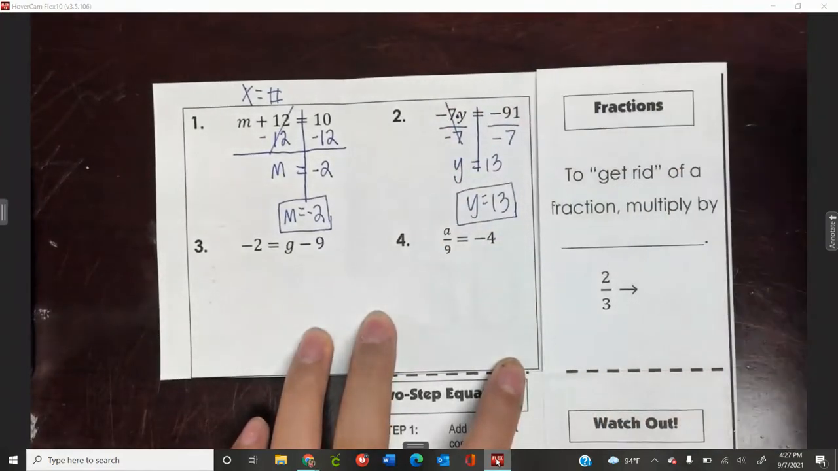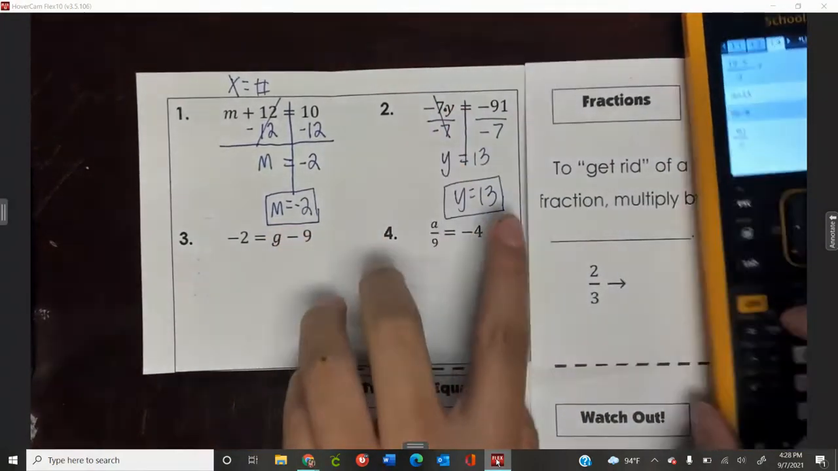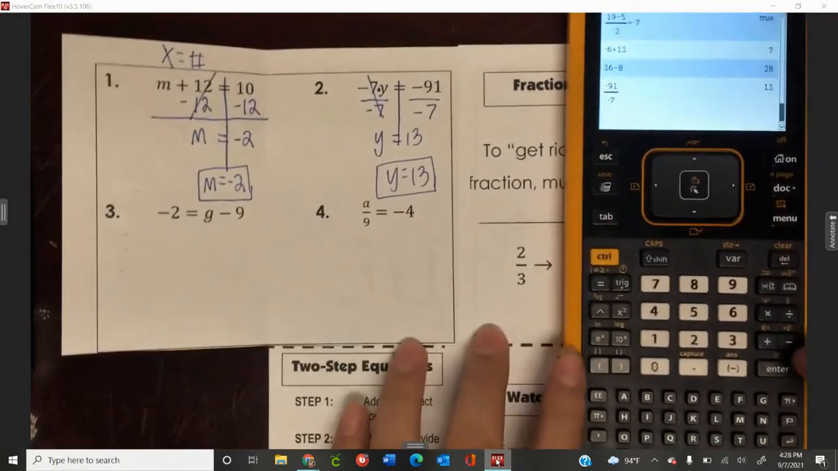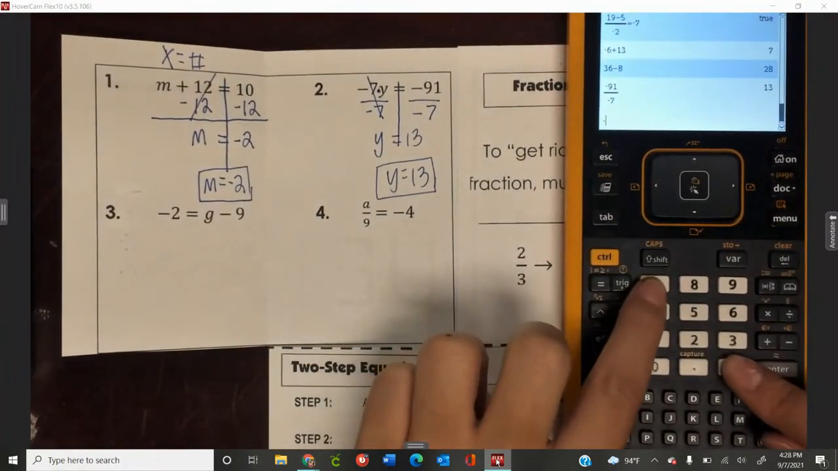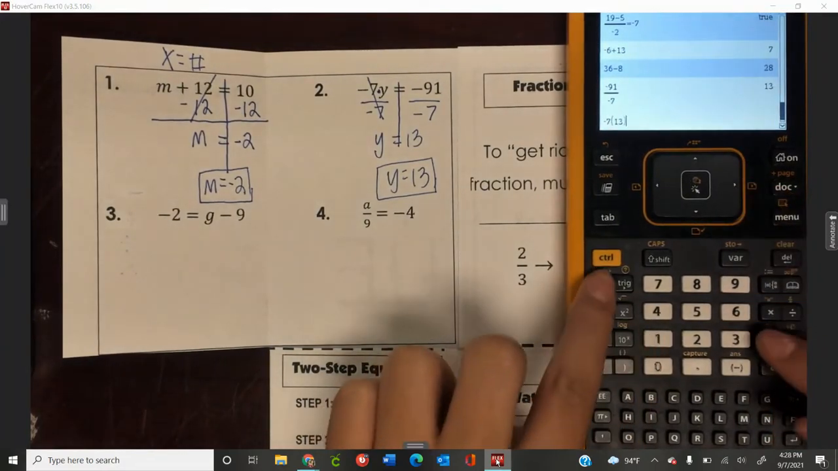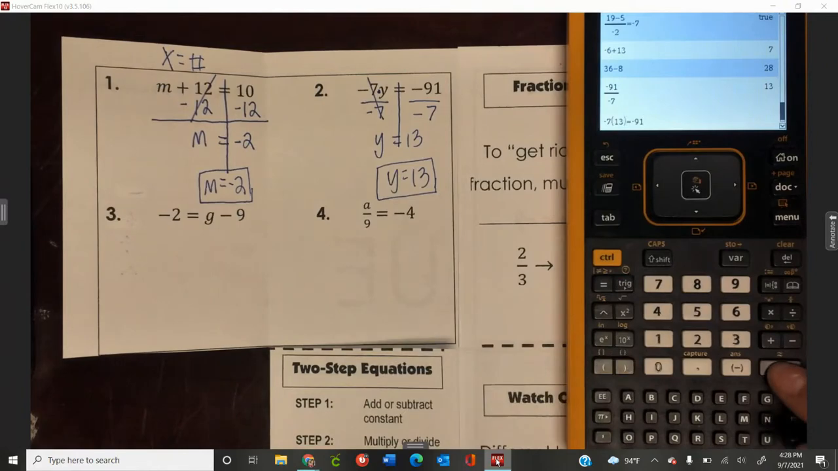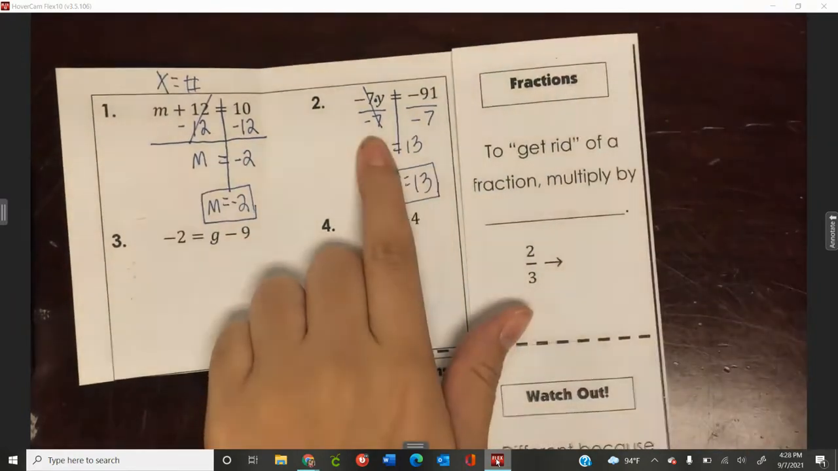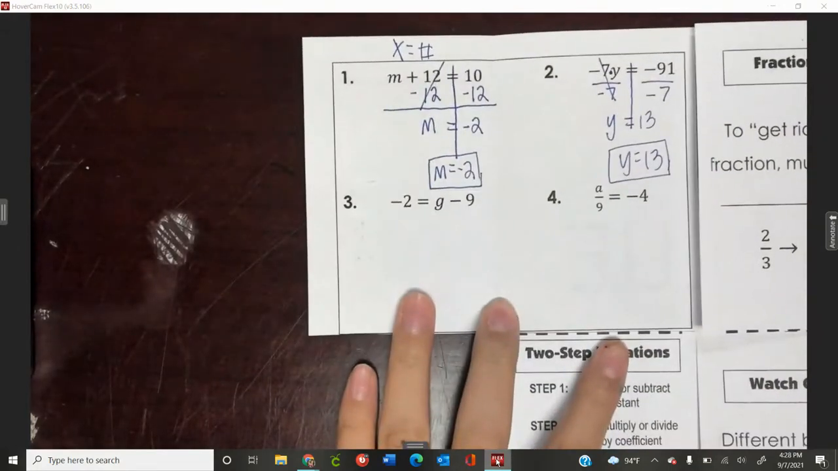Now, if you wanted to check your answer, anytime you see y, you would put in 13, and we want to make sure that this equation, or the value for y, is true. So here, negative 7 times 13, and this should equal negative 91. Pressing Enter, we see that this is true, so y equals 13 is our answer for 2.